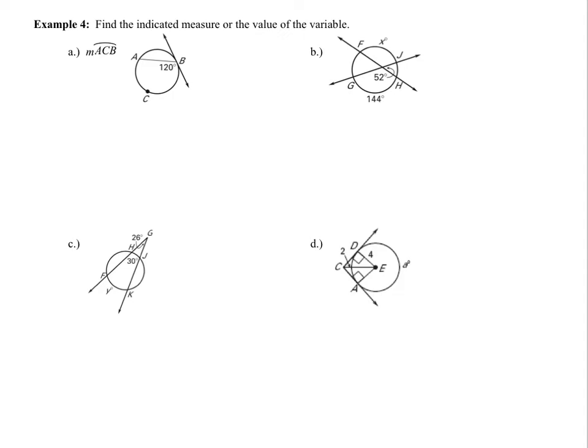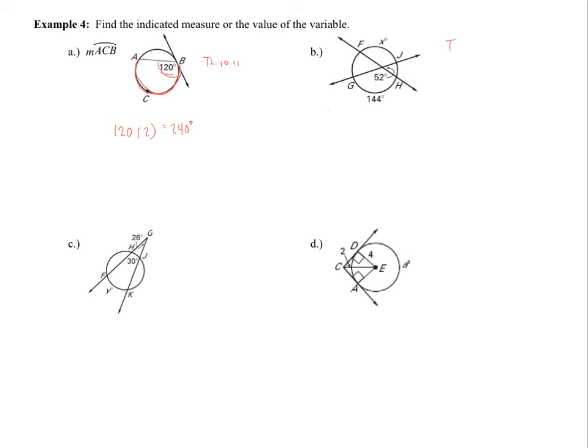Example 4. Find the indicated measure or the value of the variable. So this is just another quick practice of applying all the theorems that we've just covered so far. And for part A, we want to find the measure of arc ACB. In this case, we need to apply theorem 10.11. So again, you would just have to take 120 degrees and multiply by 2, because this angle here is half of the measure of arc ACB. So this will be 240 degrees.